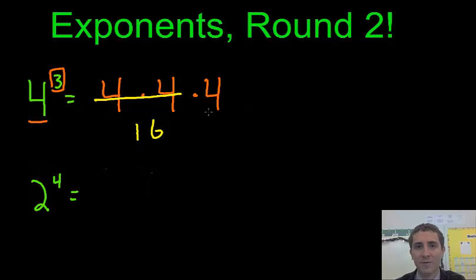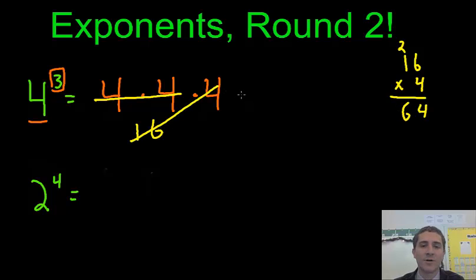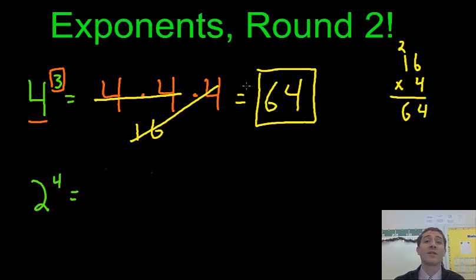Now I have to multiply the last 4 as well. So 16 times 4. Well, if I know 6 times 4 is 24, and 4 times 1 is 4, plus 2 is 6. So I know 16 times 4 equals 64. So I know 4 to the 3rd power equals 64.